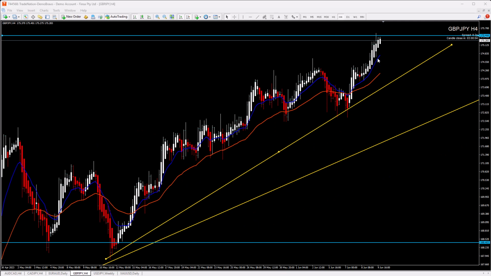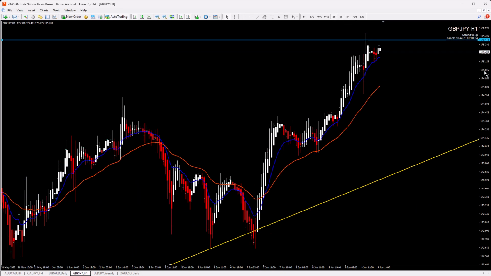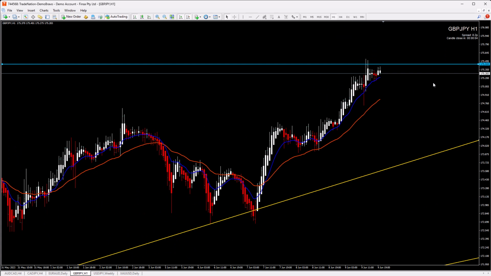If you are a trader who trades with the main direction, you wait for the retracement, you still buy, okay? Or you wait for the daily retracement and you still buy. This is what we have here on the GBPN. So this is what we have.